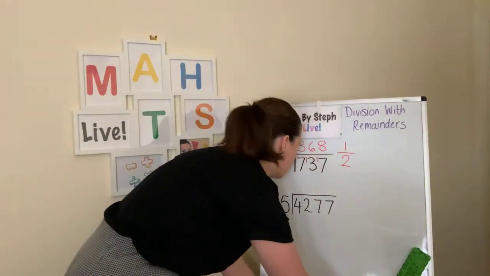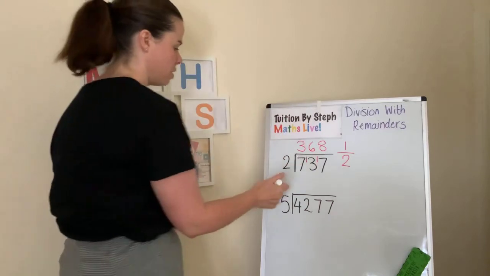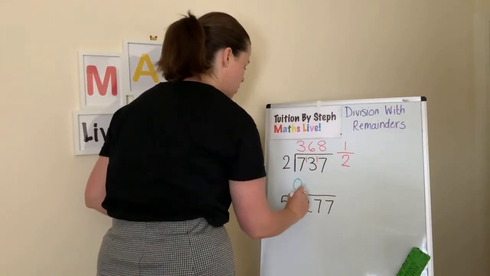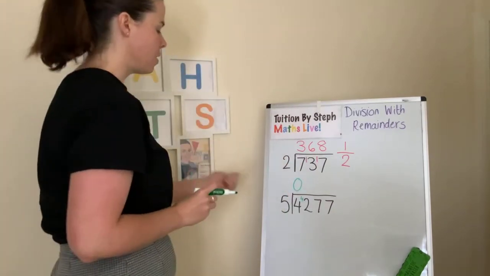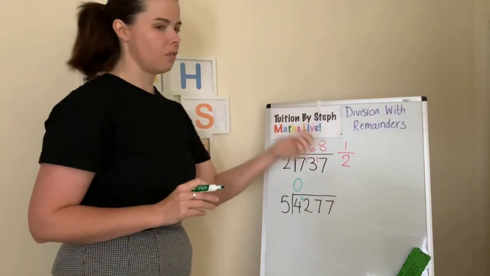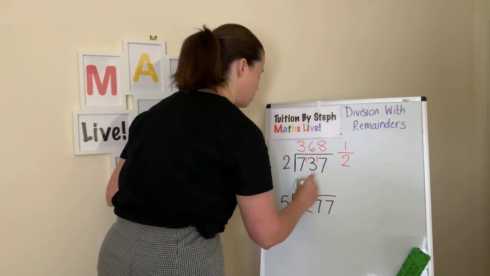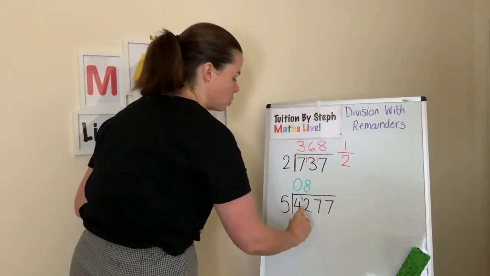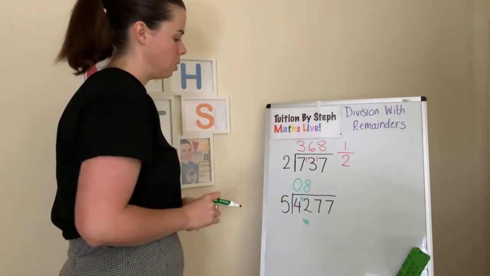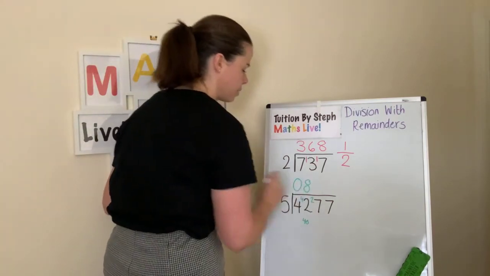Let's show it with the other one. So how many 5's can you fit into 4? 0. So if I carry the 4 across. 5, 10, 15, 20, 25, 30, 35, 40. So there's 8 5's of 40. Now we're at 40, but we need to get to 42. So there's 2 left over. Okay.